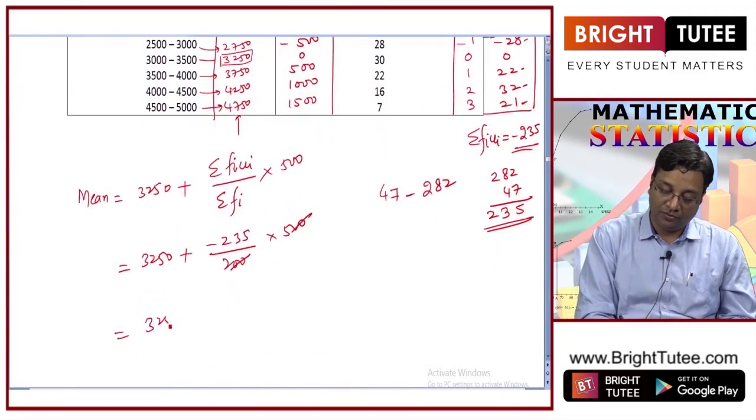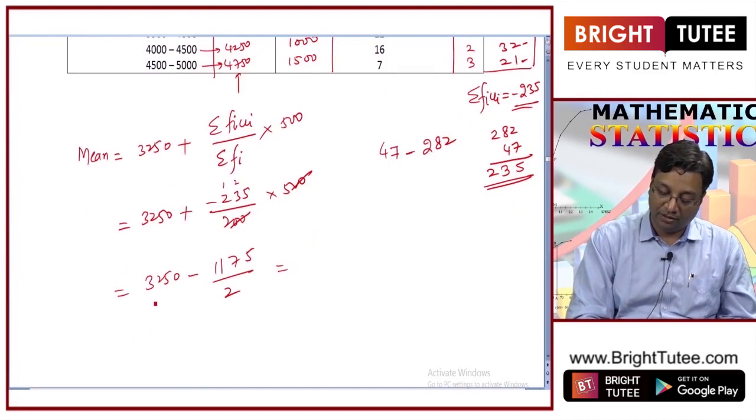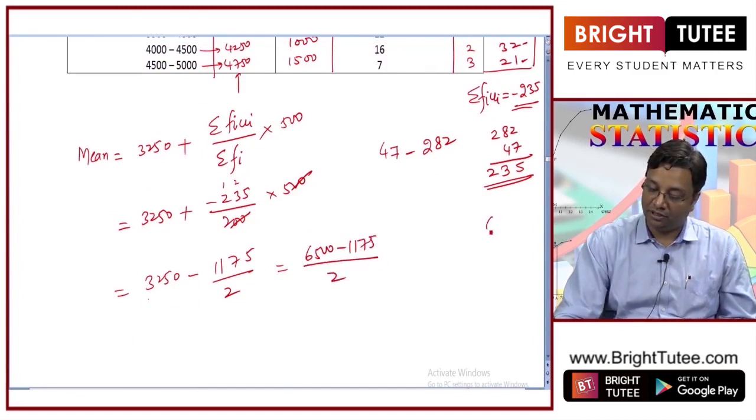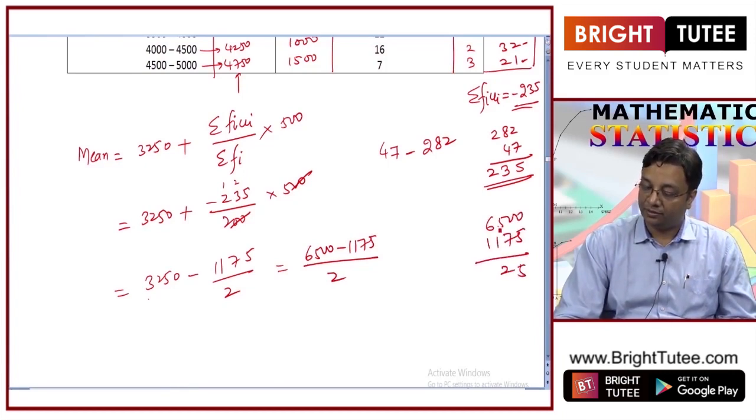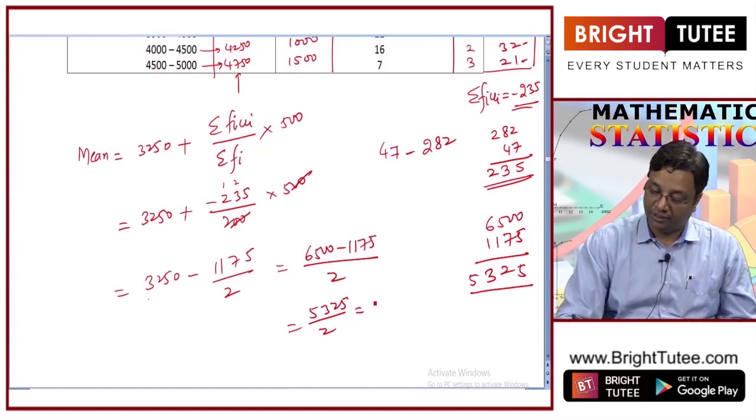Okay. 3250 minus 1175 by 2. So finally it will be equal to, if you double it, 6500 minus 1175 by 2. And what is 6500 minus 1175? It will be 5325. So 5325 divided by 2 is easier to calculate.